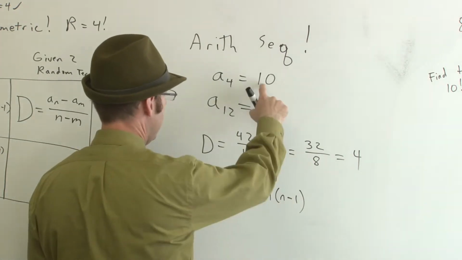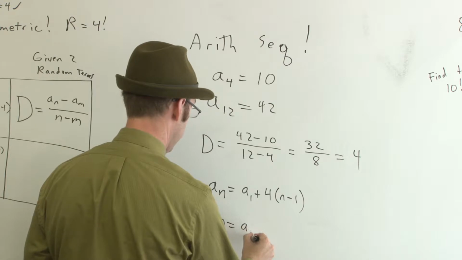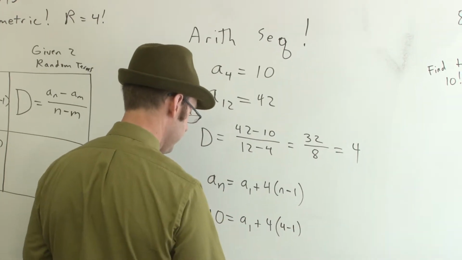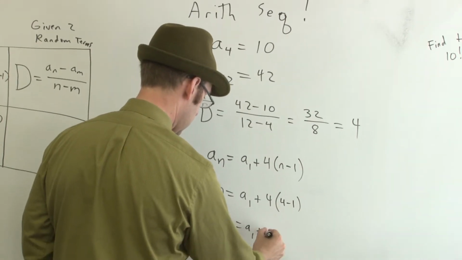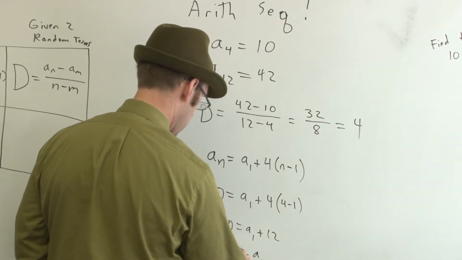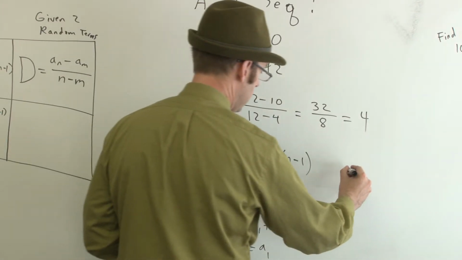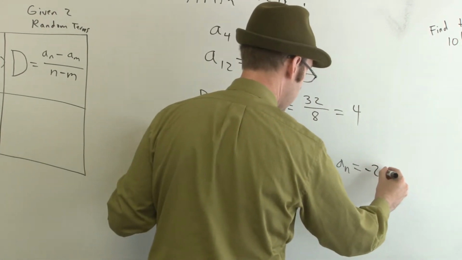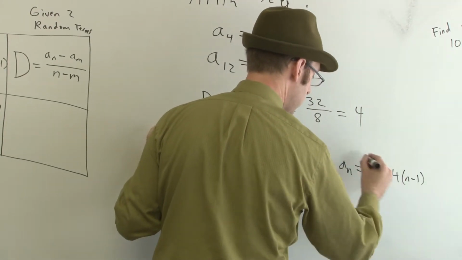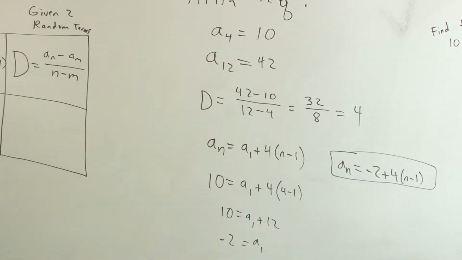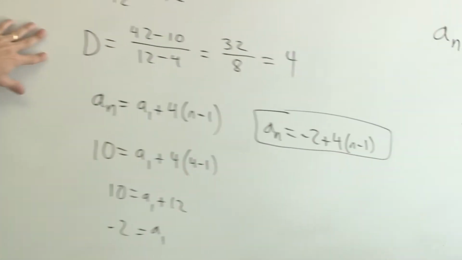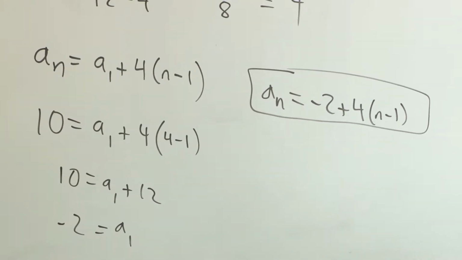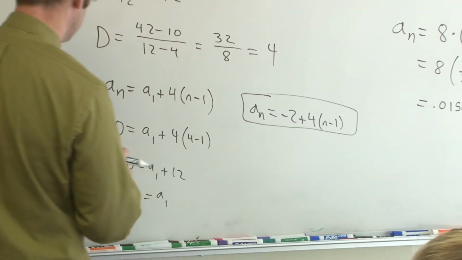So I could say, hey, 10 equals A1 times 1 minus 5. So A1 is -2. So the general term for this sequence is just -2 plus 4(n minus 1). So once you have the common difference, just plug it and one of your points into the general equation and solve for A1, if that's what you're looking for. Okay.